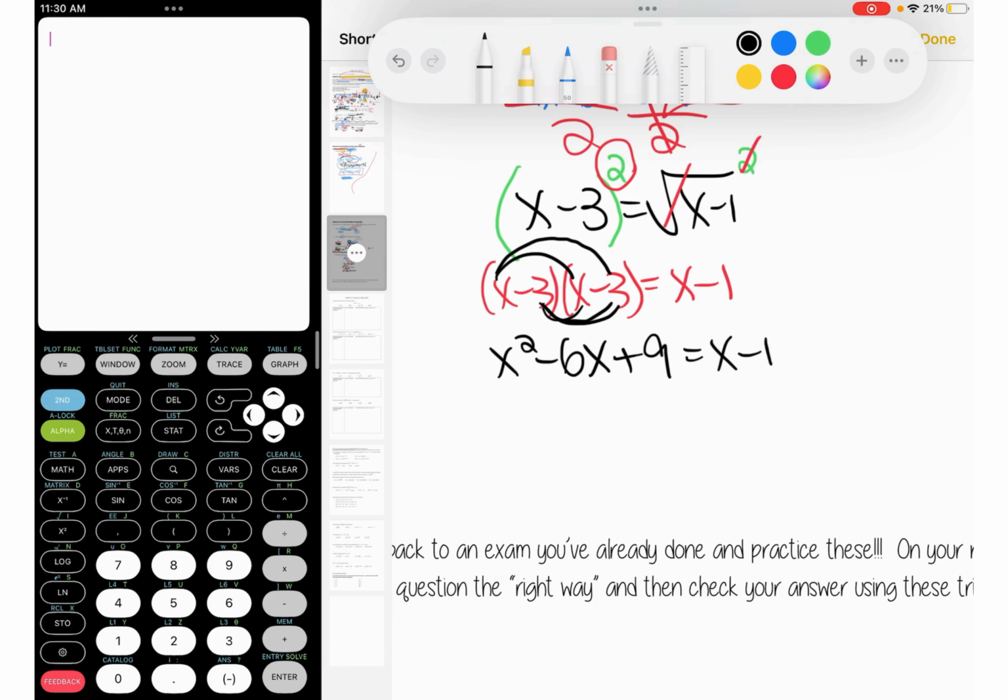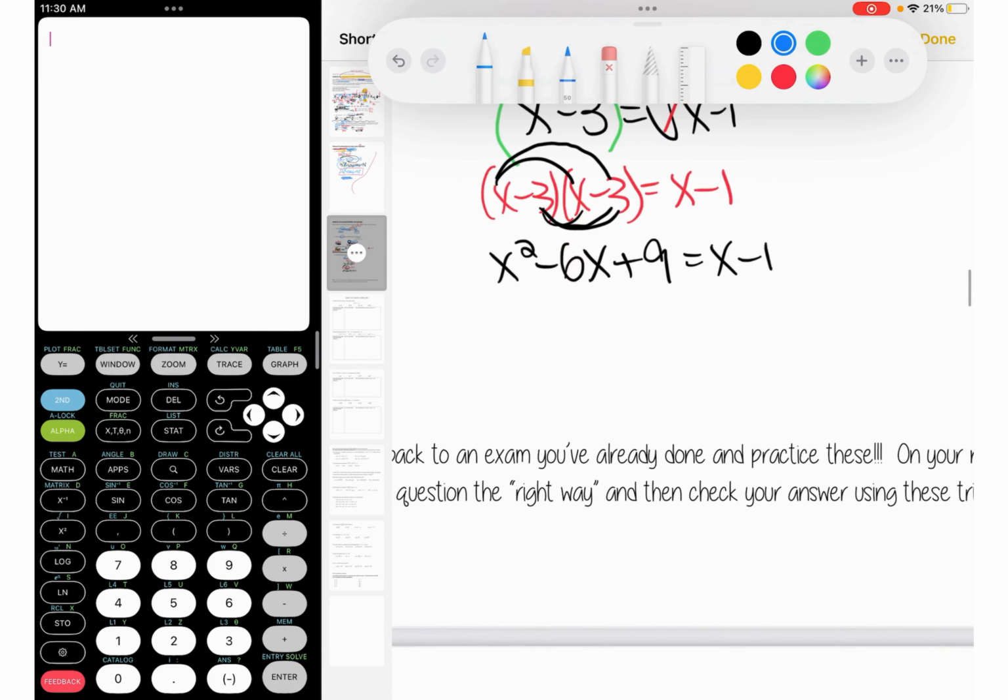Now, on this side, it's still equal to x minus 1. When you're solving a quadratic, you want to get it equal to 0. So I'm going to subtract the x, add the 1, subtract the x, add the 1. And I get x squared minus 7x plus 8.